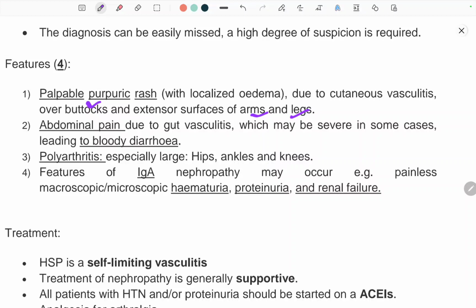Abdominal pain due to gut vasculitis, which may be severe in some cases, leading to bloody diarrhea, and also arthritis, especially of large joints like hips, ankles, and knees. Features of IgA nephropathy, for example, microscopic hematuria, proteinuria, renal failure. So pain and rash are the two main symptoms you have to remember.